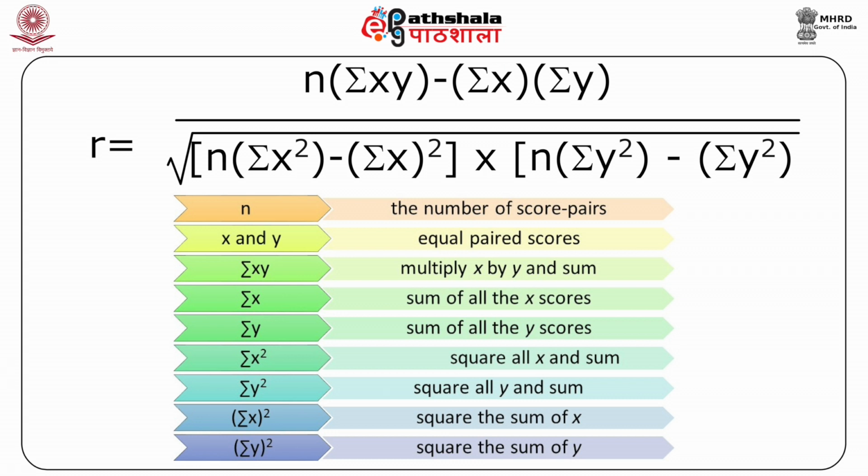summation x is the sum of all the x scores, summation y is the sum of all the y scores, summation x square is squaring all x and summing, summation y square is squaring all y and summing, summation x whole square is squaring the sum of x, and summation y whole square is squaring the sum of y.